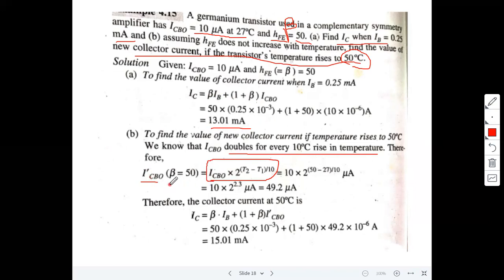ICBO at 50 degrees is equal to ICBO at 27 degrees into 2 power (T2 minus T1) by 10. By 10 means it doubles every 10-degree rise in temperature. Then based on that, the leakage current at 50 degrees is 49.2 microamperes. Then substitute that leakage current, the new value of IC at 50 degrees centigrade is 51.01 milliamperes. That means here 13 milliamperes, here 2 amperes increases.